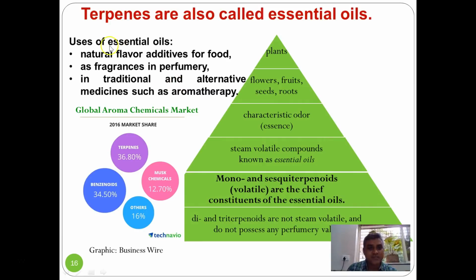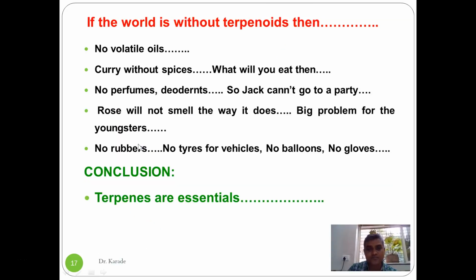These are commercially available and they have several applications. Some of the applications we find in the food industries, where they are used as natural flavor additives. They are used as fragrance in the perfumery industry, and they also have certain medicinal properties. For example, eucalyptus oil is used as a medicine. Then as far as the aroma industry is concerned, we find that 36.80% of terpenes is contributing to the 2016 market share, and therefore terpenes have tremendous commercial utility.